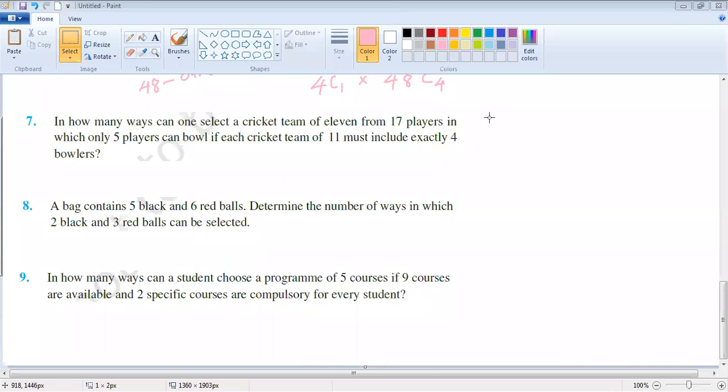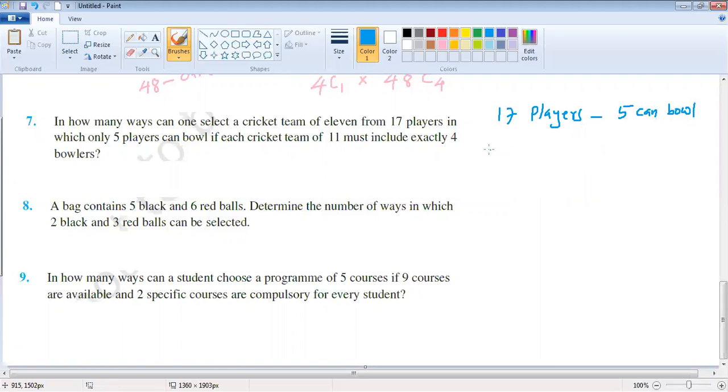Now, 7th question. In how many ways can one select a cricket team of 11 from 17 players in which 5 players can bowl? Each cricket team of 11 must include exactly 4 bowlers. So you have 17 players. Out of these 17 players, 5 can bowl. That means others can't bowl. Only 5 bowlers.